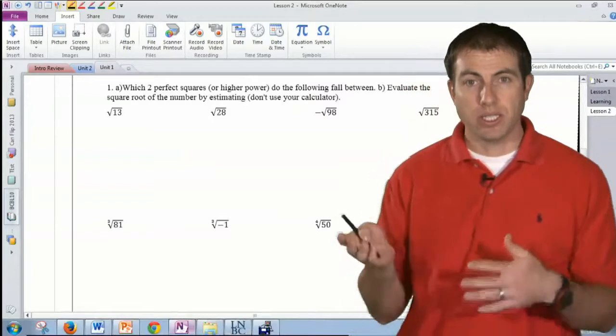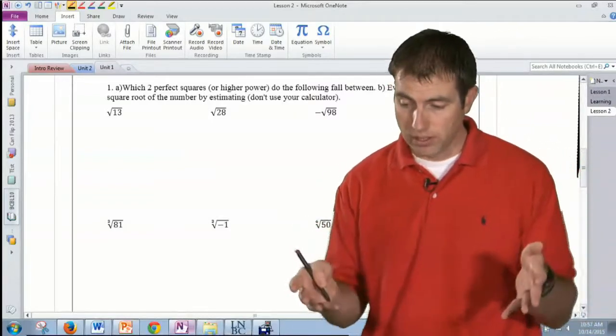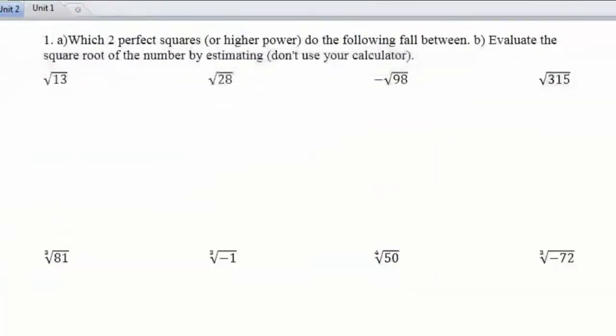So if I think about 13, what two perfect squares does it fall between? I know that the square root of 9 is a perfect square, and the square root of 16 is a perfect square. So I know that the square root of 13 is going to fall somewhere between those two. The square root of 9 gives me 3, and the square root of 16 gives me 4. Is 13 closer to the 9? Well, it's about 4 away from 9, and 13 to 16 is about 3 away.